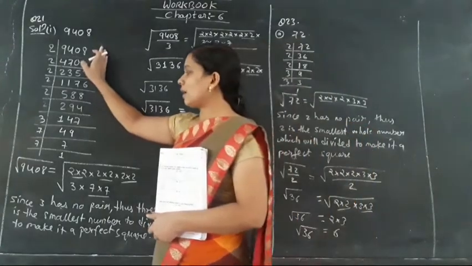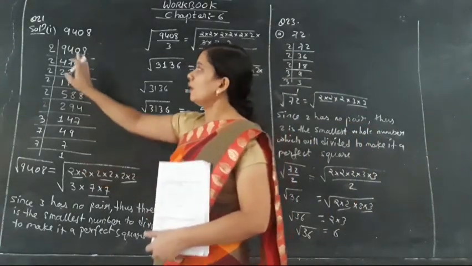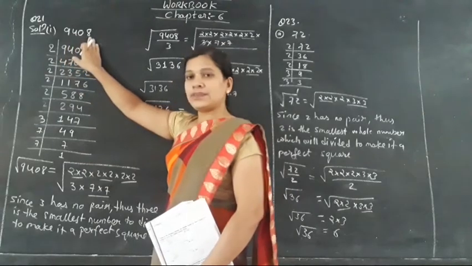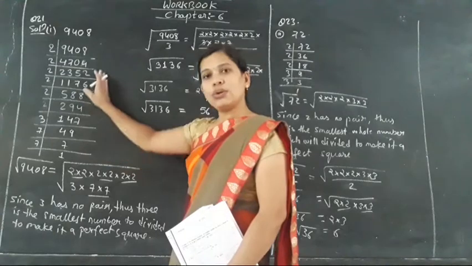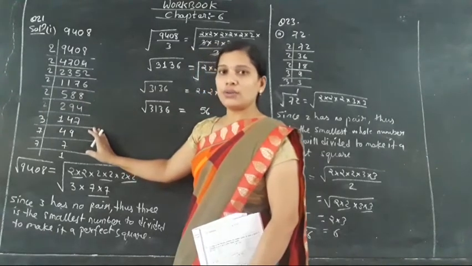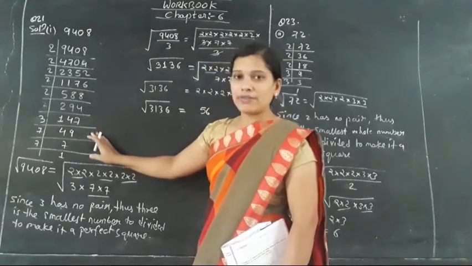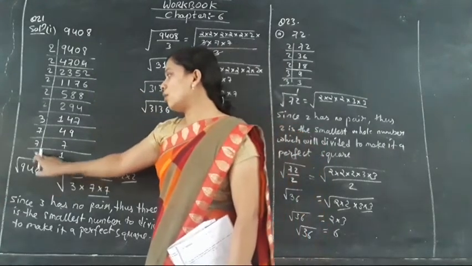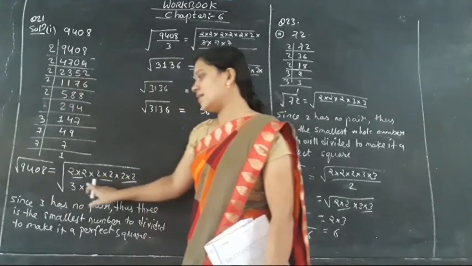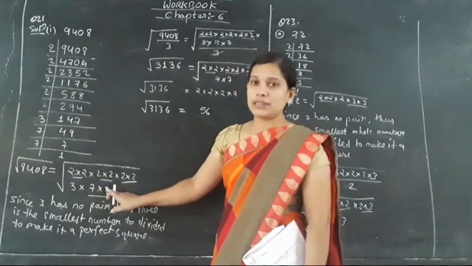As you know how to find the factors, the number 9408 is there. We had found the factors of this number. In the previous video also I explained how to find the factors. So here we have directly found the factors, and those factors are written inside the square root, because we have to find a perfect square root.